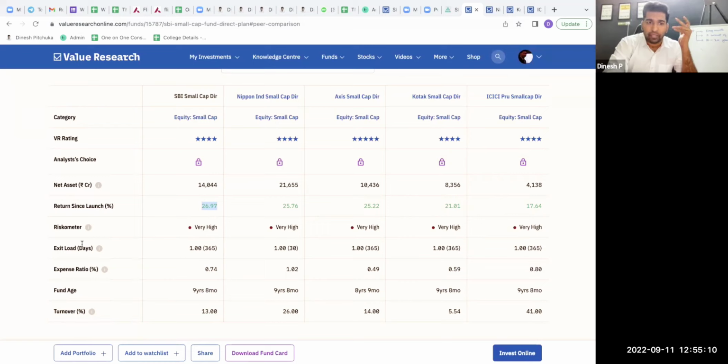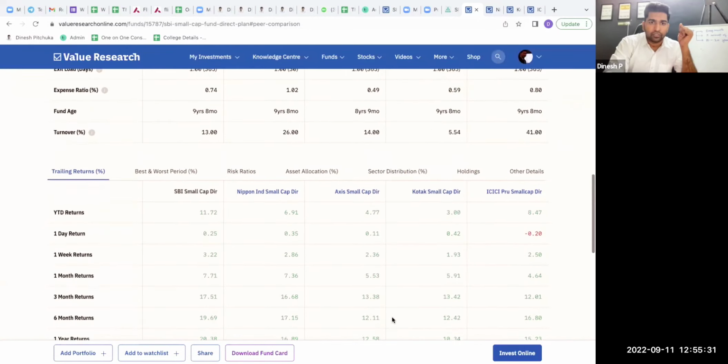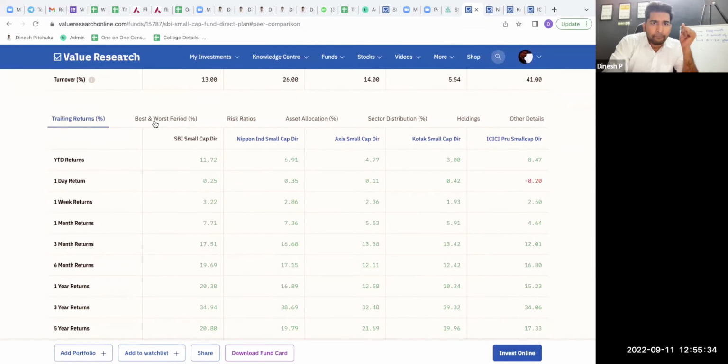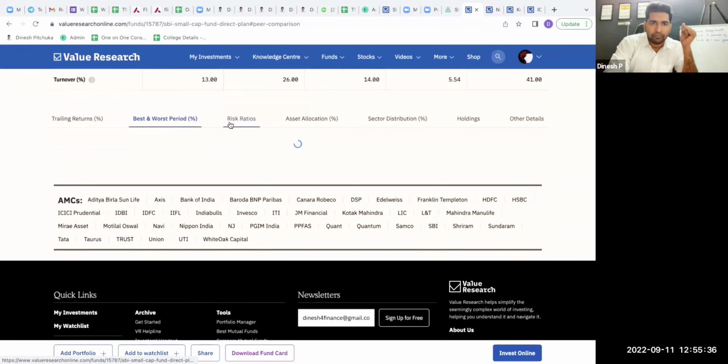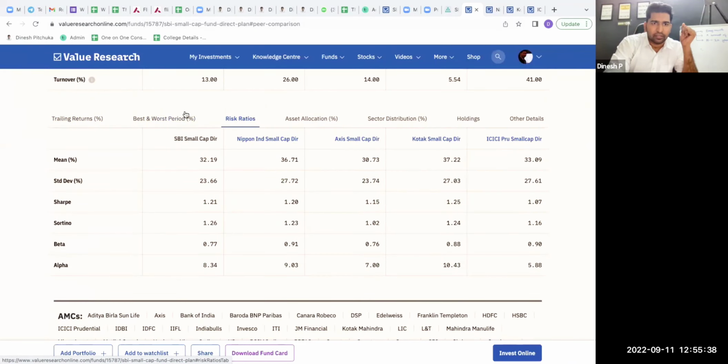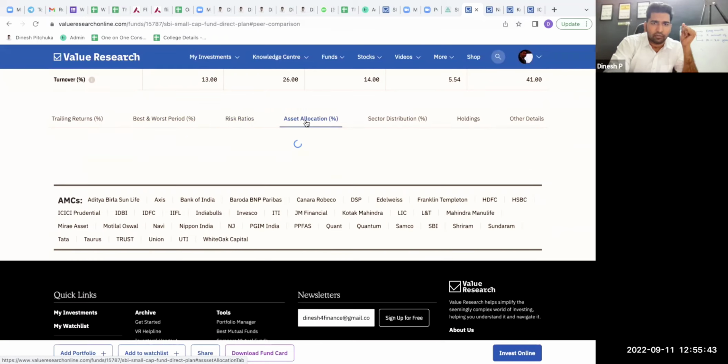Risk is very high. Exit load within 365 days is like 1%. Expense ratio, you can see how much the expenses are. Fund age, how many years it has been in the market? 9 years, 8 months, almost 10 years it's going to be. Everything is 9 years, 8 months. Turnover, this much. Yeah, this is trailing, the same thing. Best years, worst years, risk reward ratios.